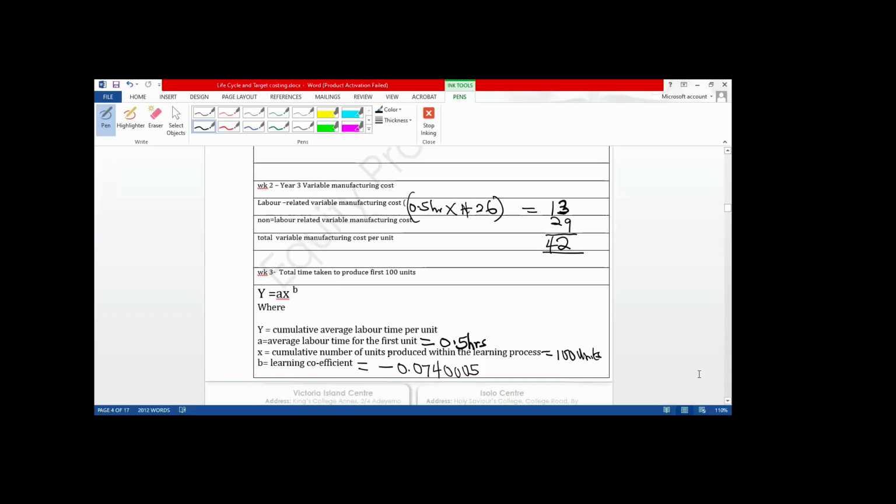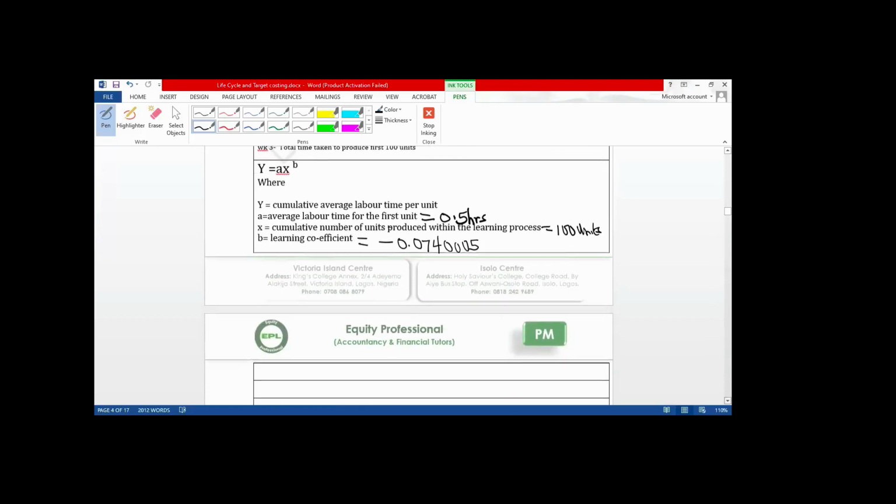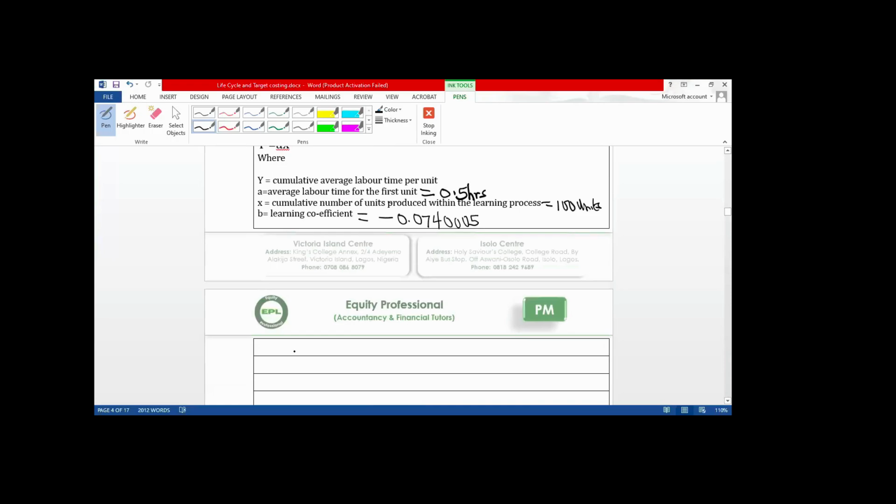With this, I can calculate my Y. Y is equal to AX raised to power B. My Y is equal to our A, 0.5, multiplied by our X, 100 units, raised to power our B, negative 0.0740005. Please calculate your Y.